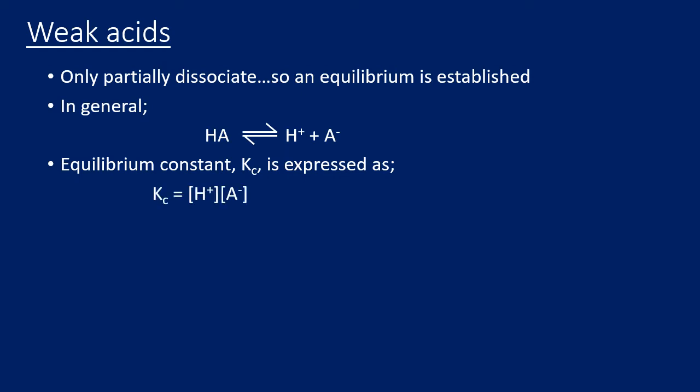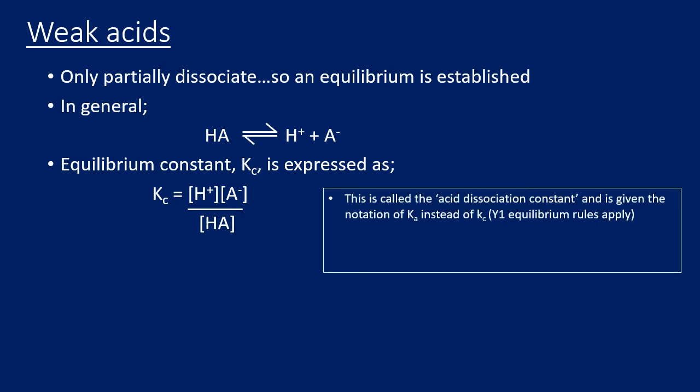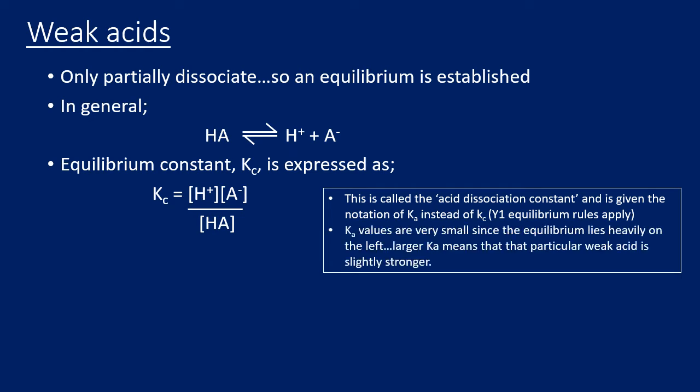You'll have to remind yourself of equilibrium from first year. But the Kc value would be the H+ concentration multiplied by the A- concentration all over the concentration of HA. And this is called the acid dissociation constant, okay? Because here we're looking at the acid, so it's Ka instead of Kc. The same rules apply, exactly the same rules. It's just because it's a weak acid, we call it the acid dissociation constant instead of the equilibrium constant.